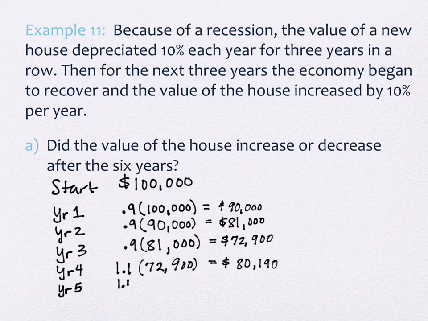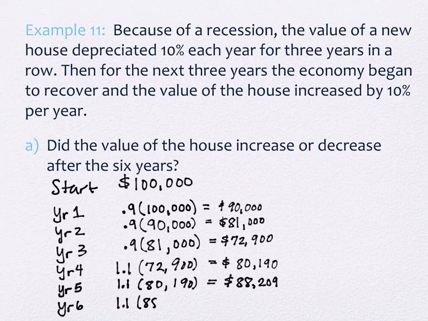So again, 1.1 of the 80,190. What do we have for year 5? And my last year, year 6, 1.1 times the 88,209. And what do I get? Okay, we'll round to the nearest dollar, so let's go with $97,030. That's the 6 years it represented.